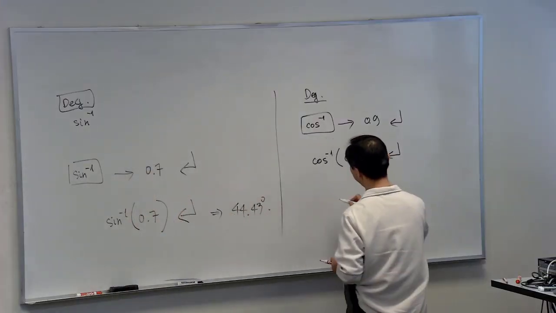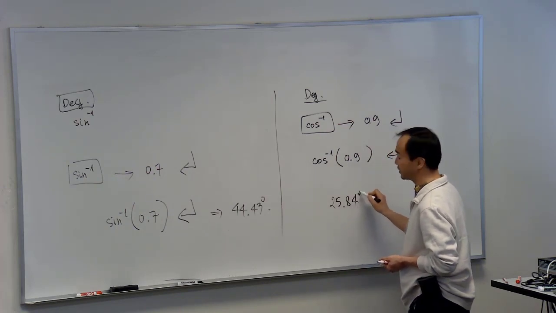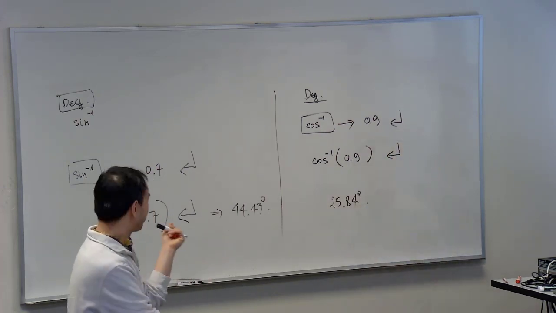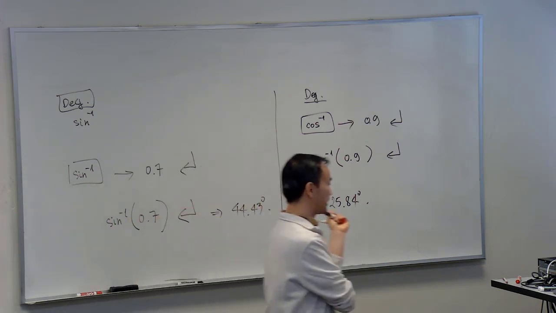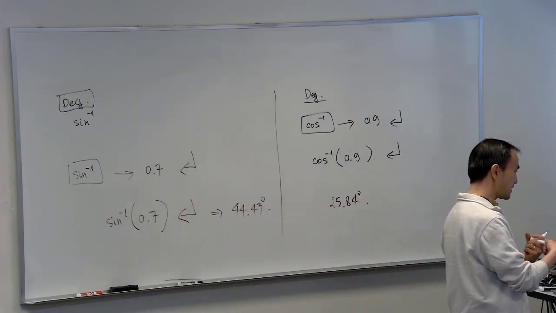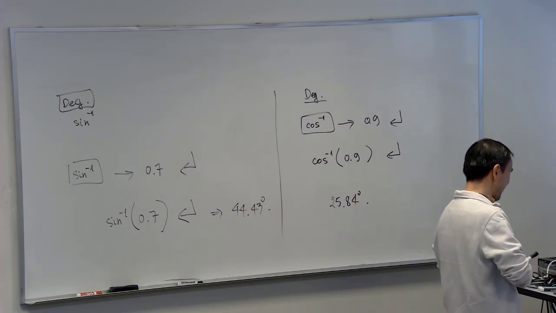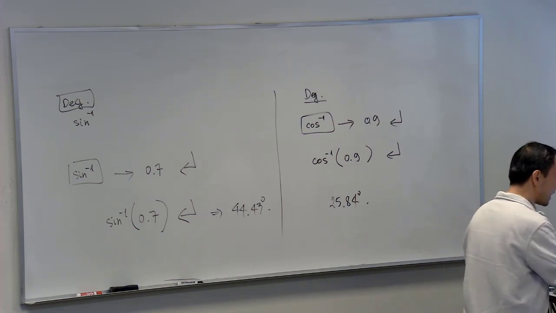There you go. So I get 25.84 degrees right there. So we found it in degrees. It's about 25 degrees. And so once again, let's see how it makes sense with our unit circle. And of course, we have to do this with the calculator.